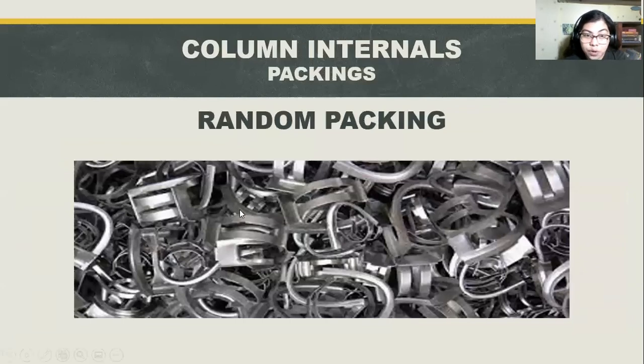Next is a type of packing. We have here random packing. Random packing is usually used in separation columns like distillation columns, and random distribution of small packing materials is used in order to increase the surface area for vapor and liquid contact while minimizing the complexity within the column. Random packing is usually designed to maximize the surface volume ratio and to minimize the pressure drop.